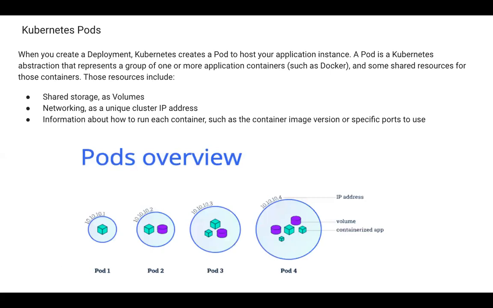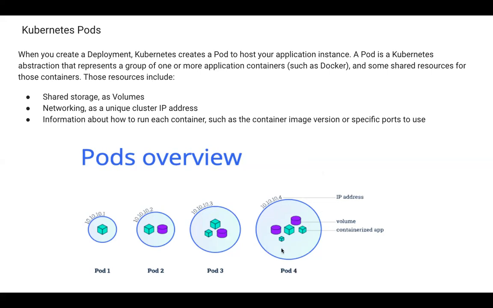Next, we are moving on to pods. Basically, the entire infrastructure is so that you could have pods up and running all the time in the Kubernetes environment. You create a deployment. When you create a deployment, Kubernetes creates a pod to host your application instance. So a pod is a Kubernetes abstraction that represents one or more application containers.